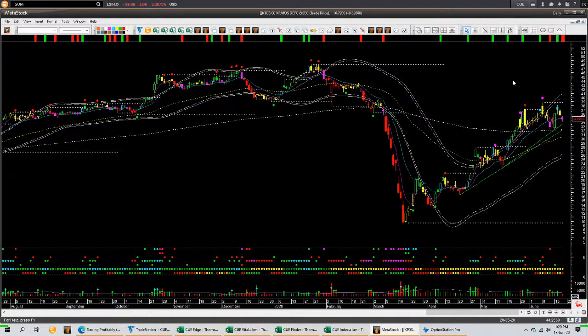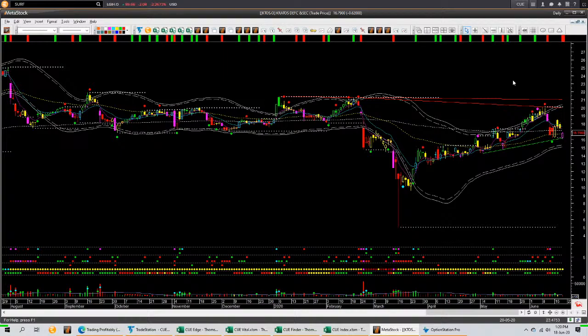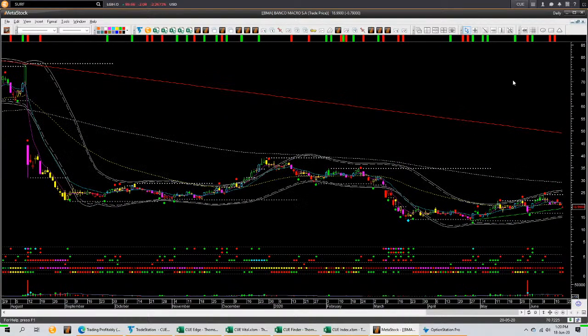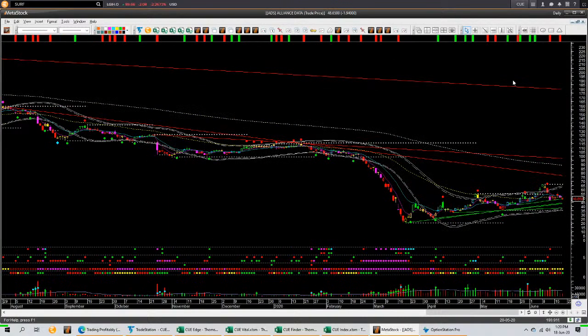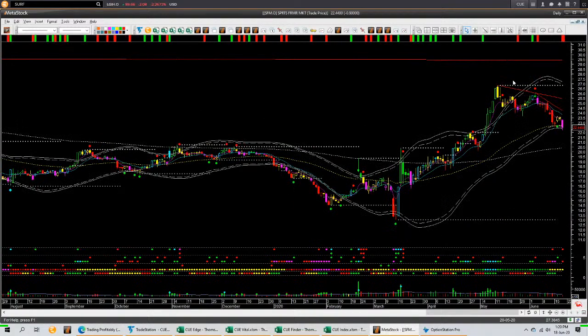This has a memory trendline support. KTOS also has a memory trendline support, the green trendline support. Not going to short it. BMA also has a memory trendline support. TMHC, same thing. ADS, same green memory trendline support.